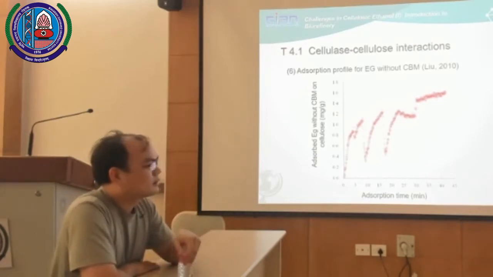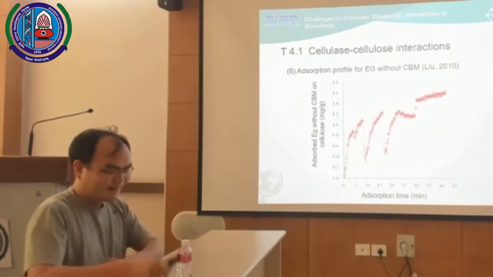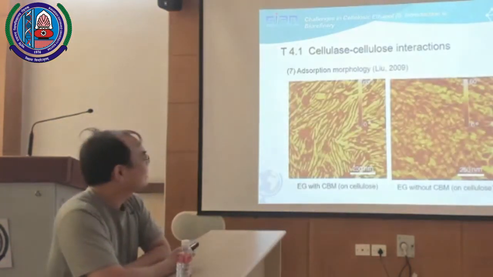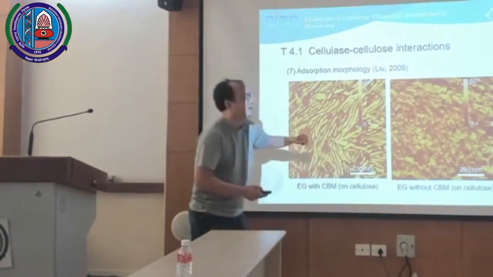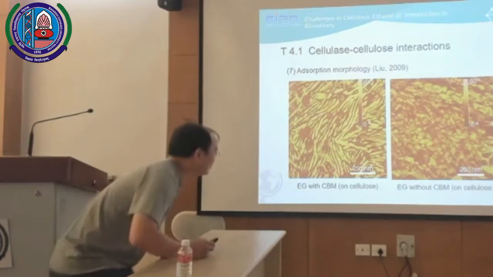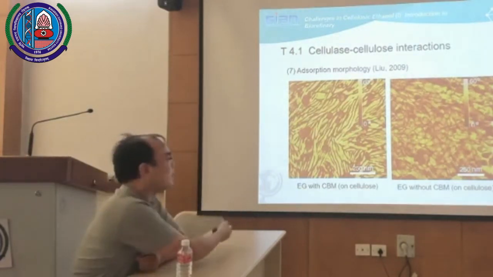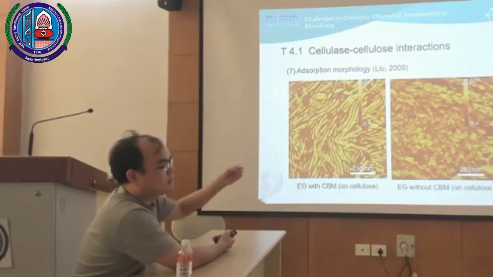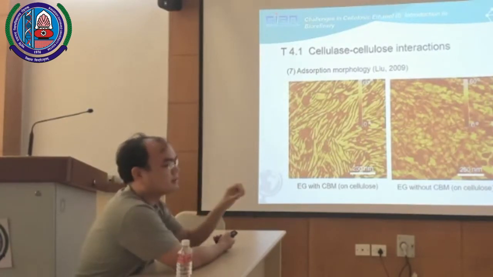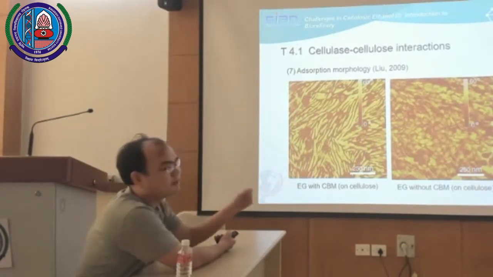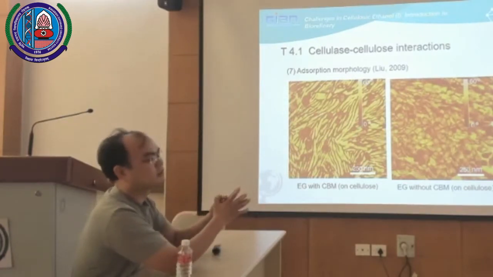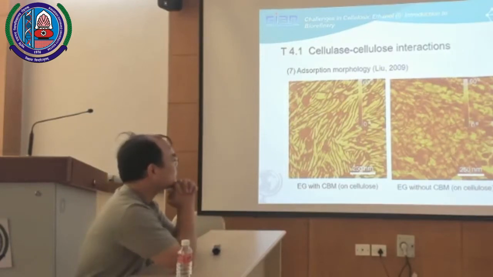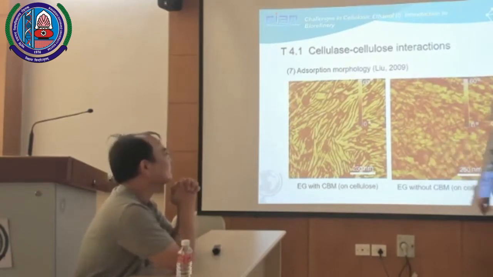I think this is very interesting. Go back to the previous slide. This one, the sorption of EG with CBM on cellulose. Please have a seat, I'm just looking at the pictures. Besides the CBM, the EG is present as individual particles. Without CBM, it forms a colloid, a lot of particles together. Without CBM you will see the colloid, and that is with CBM.